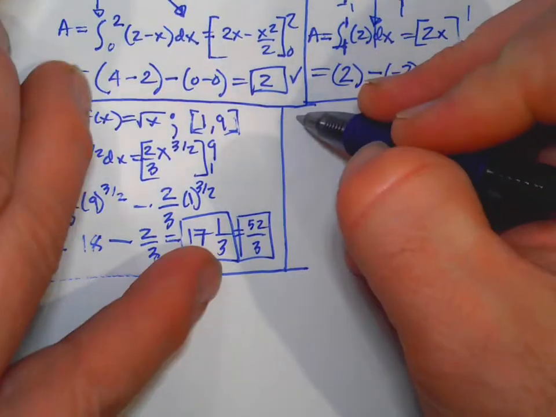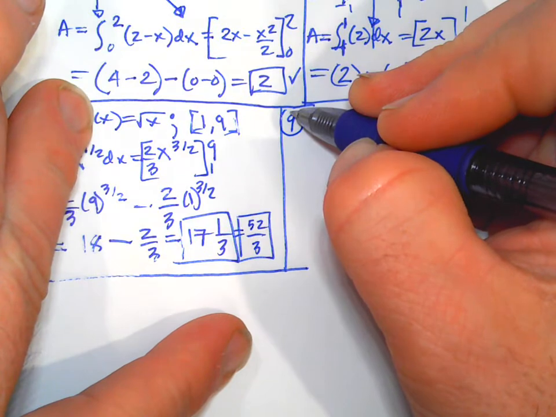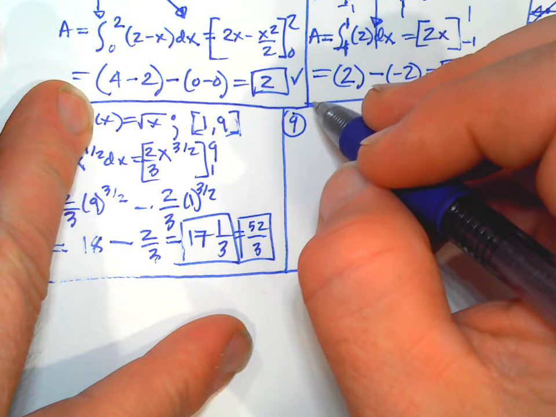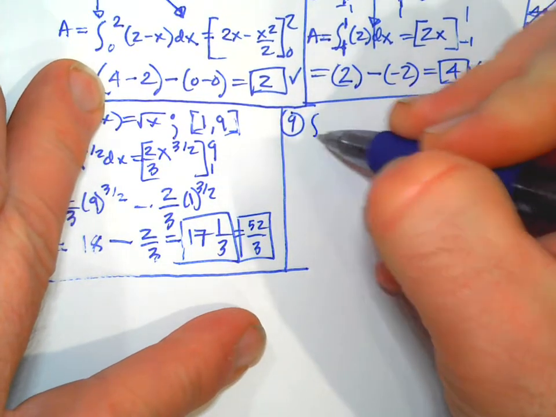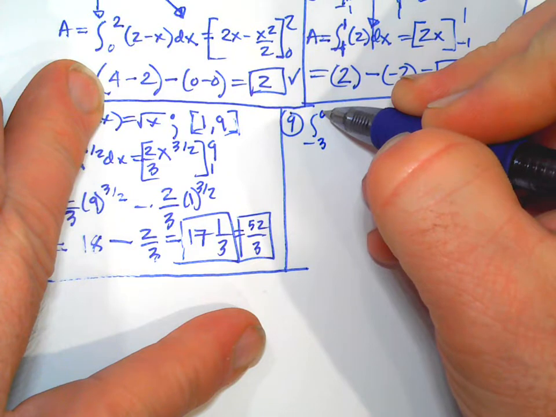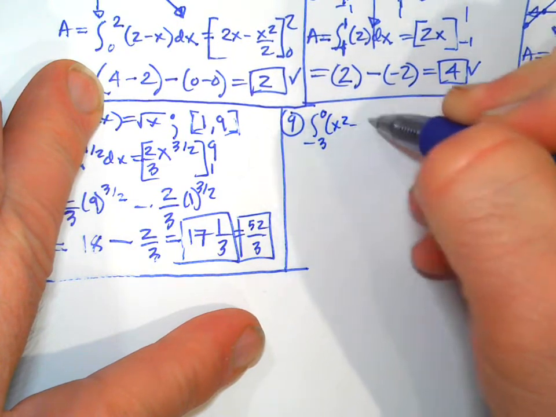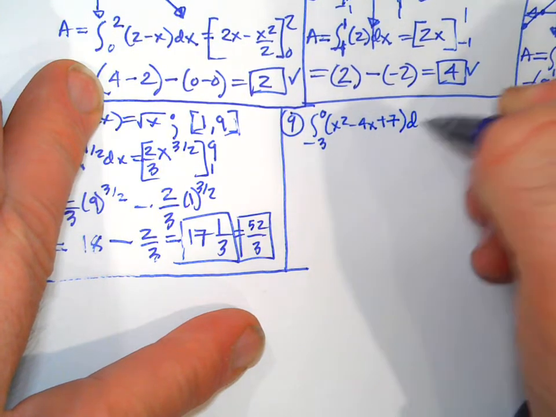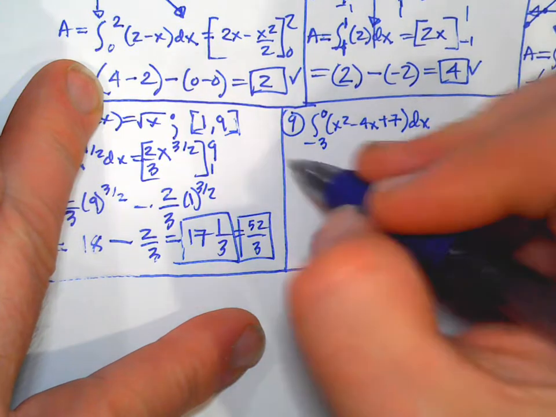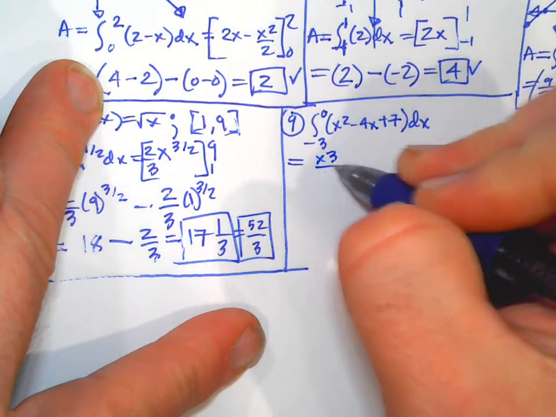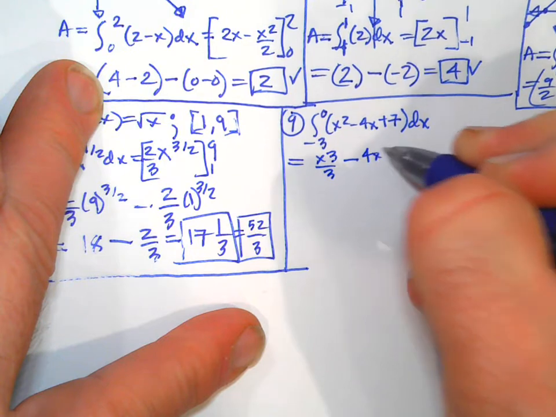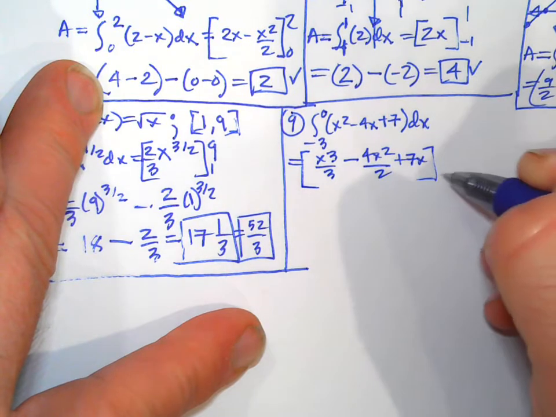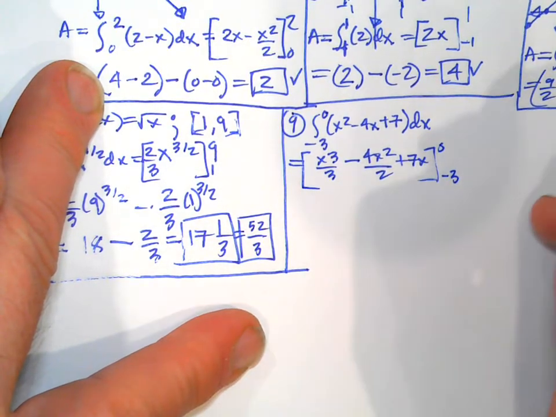Okay, number 9. It says evaluate the integrals using part 1 of the fundamental theorem of calculus. So I think we're just going to integrate this: x cubed over 3 minus 4x squared over 2 plus 7x. Don't need to do plus C on definite integrals. You could if you want, but it's going to go away every time.